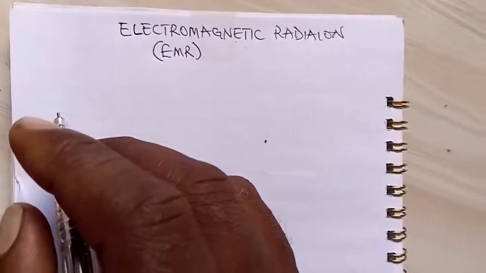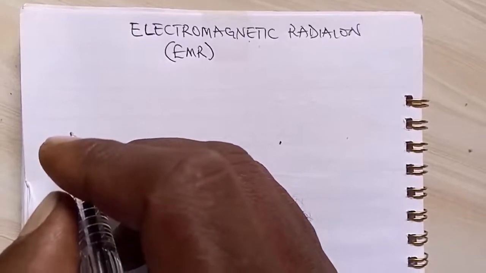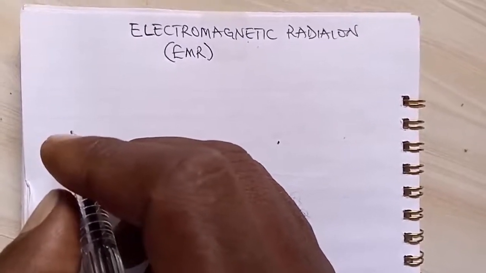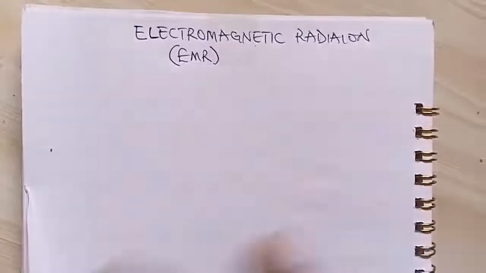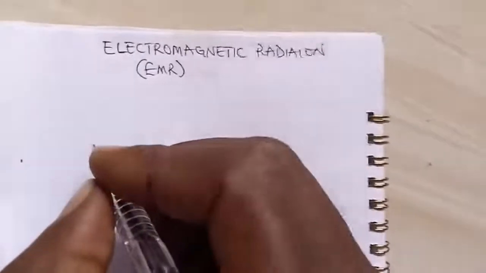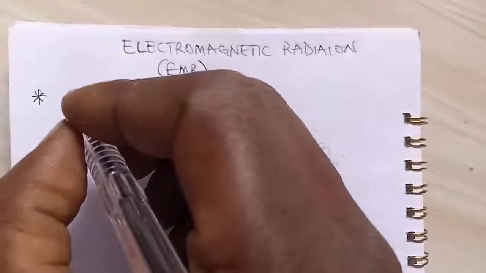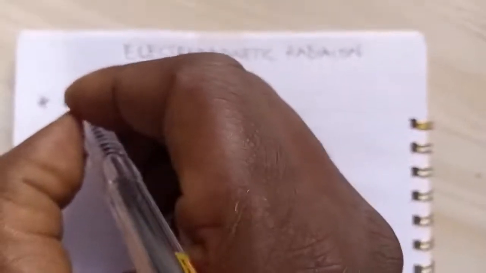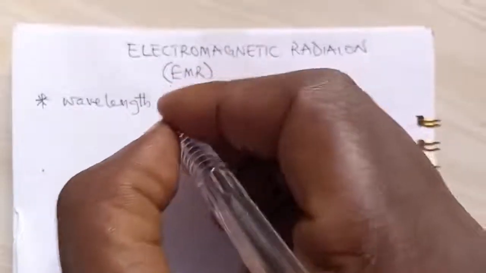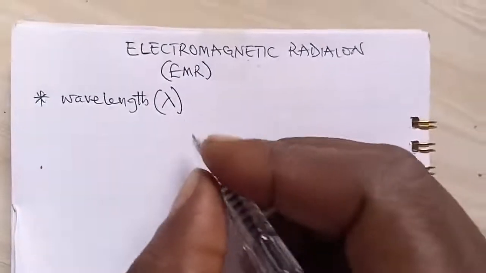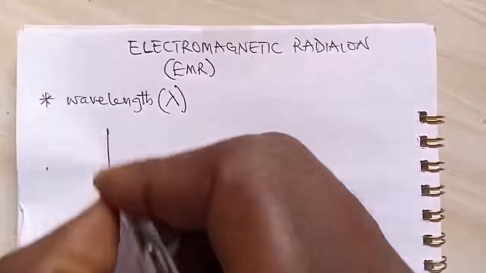We say that it is the propagation of energy in a waveform with periodic change in electric and magnetic fields. Having defined that, let's look at the characteristics. One of the characteristics is that EMR has wavelength. We use lambda to denote it. Now, wavelength is the distance between two successive crests.